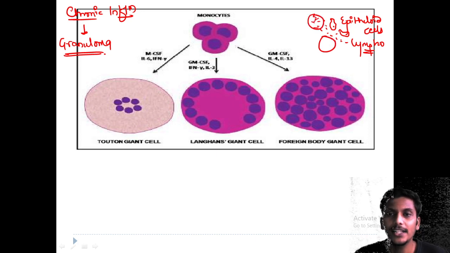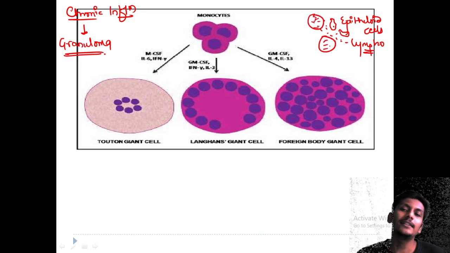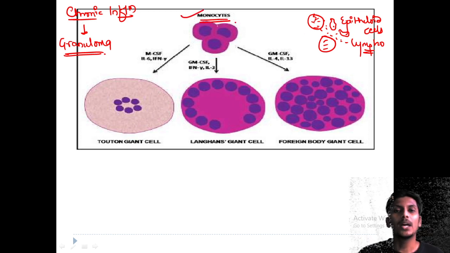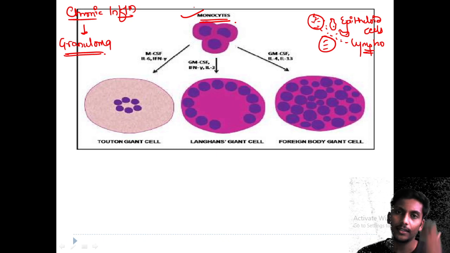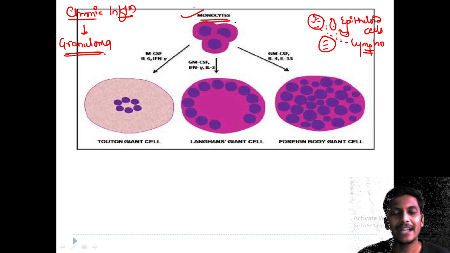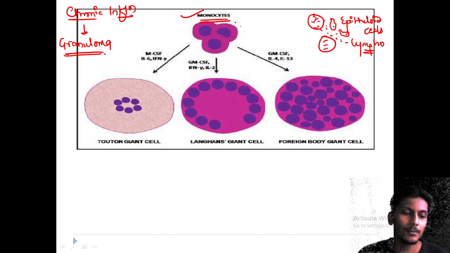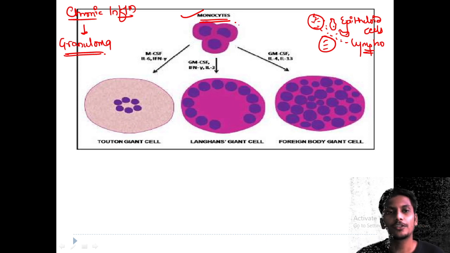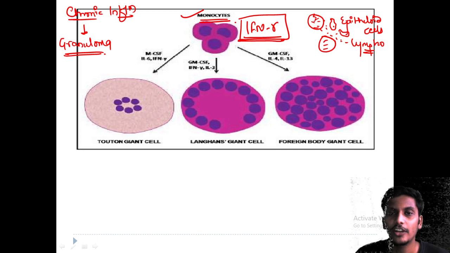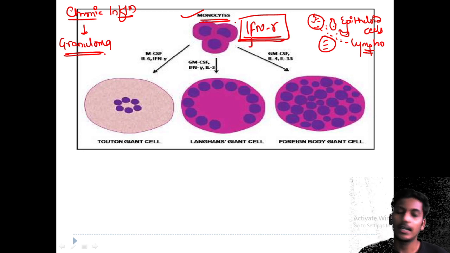These multinucleated giant cells are nothing but modified monocytes. Once these monocytes are modified, they become your multinucleated giant cells. And which is the most important molecule which activates these monocytes? Please remember, the most important molecule responsible for granuloma formation is interferon gamma. Remember this, a question has been asked on this.